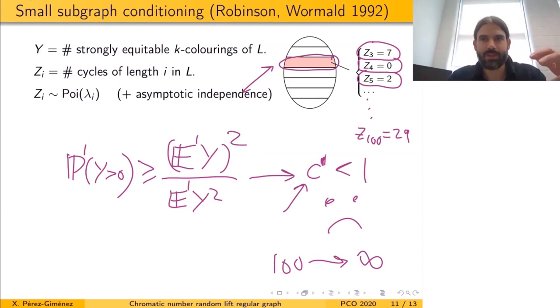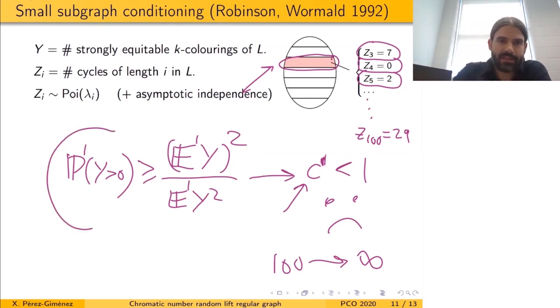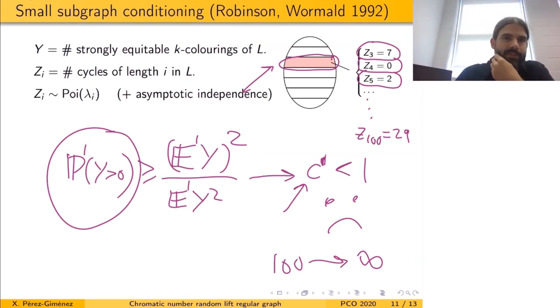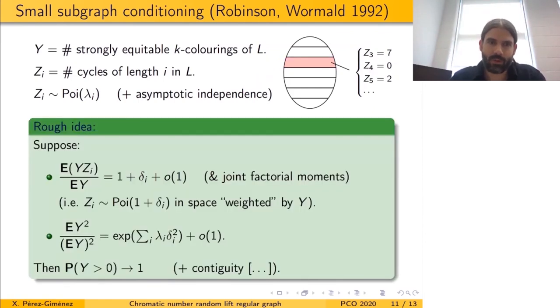So this gives me an intuition of why this is going to work, because in theory, by specifying more and more cycle counts, you can boost the probability of having a proper k-coloring and make it as close as you want to one. So this is the main idea. But if you want to apply the method as a toolbox, this is what you need to do.